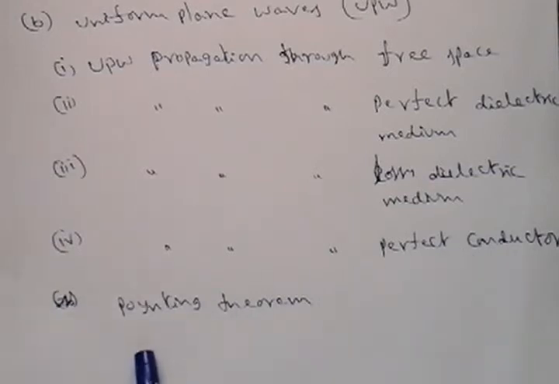Next, uniform plane wave propagation through a perfect conductor. When the wave is traveling through a perfect conductor, what about the electric field and magnetic field equations? And the last one is Poynting theorem. So these are the topics that we are going to discuss in module 5.